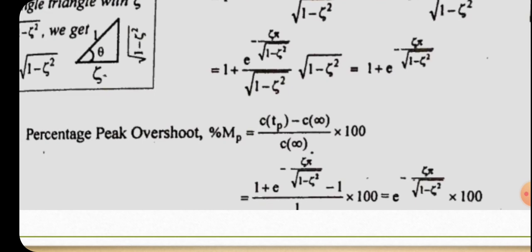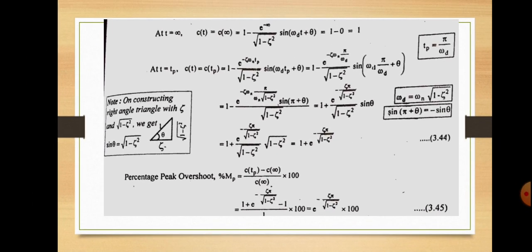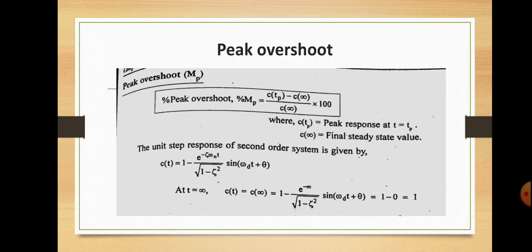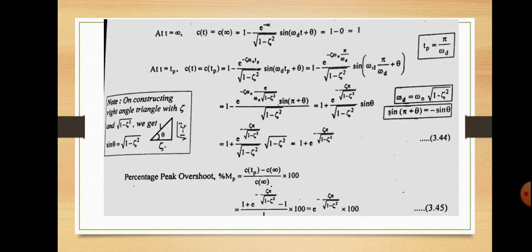To find the percentage overshoot we multiply the value by 100, so we get e raised to minus epsilon pi divided by square root 1 minus epsilon square into 100. This is the expression for peak overshoot. In order to find it, we have to find C of t at t equal to Tp and also C of t at t equal to infinity, substitute the values and find this ratio, so that we get the peak overshoot as e raised to minus epsilon pi divided by square root 1 minus epsilon square.